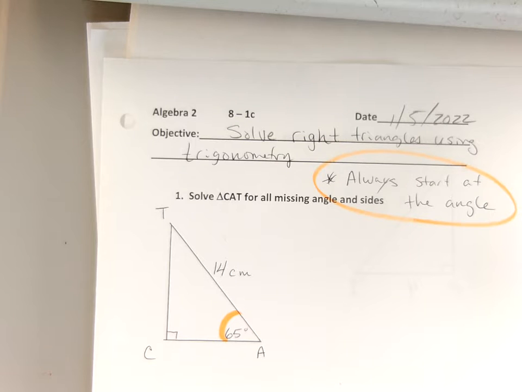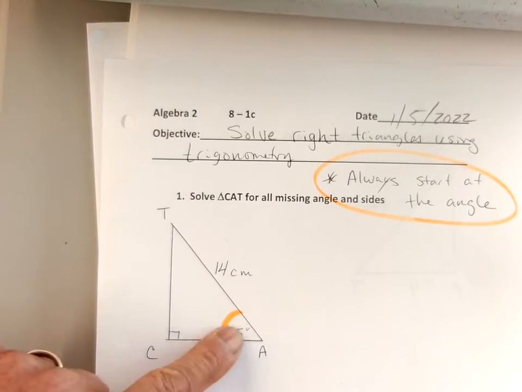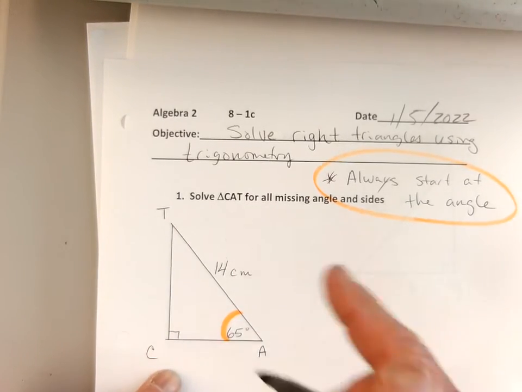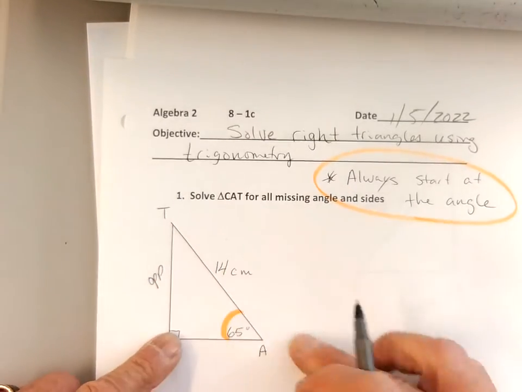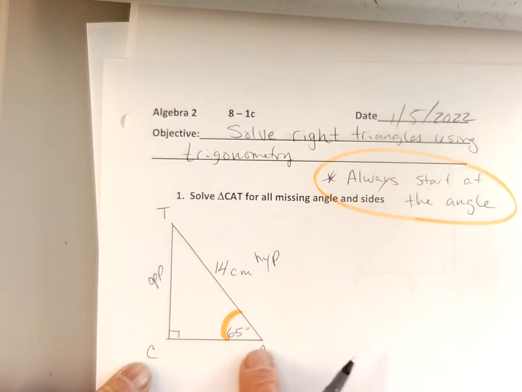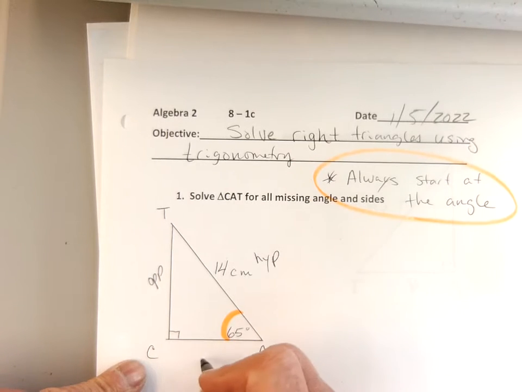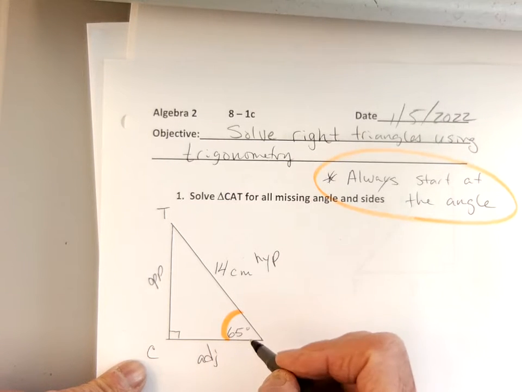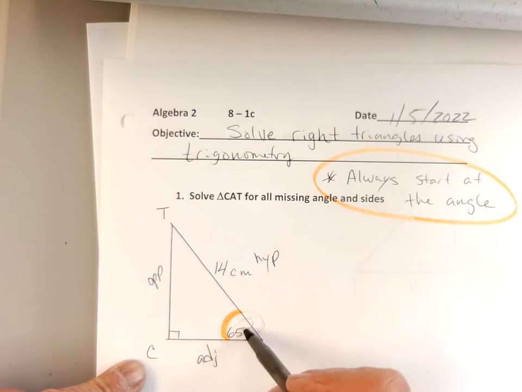But if I were up here at this angle, it changes it, doesn't it? If I was at this angle, that'd be my opposite side. But I'm right here. This is where my angle is. So this is my opposite side. My 14 is my hypotenuse. And that means that this side's got to be my adjacent, because it's next to me. Adjacent means next to, okay? This is my adjacent side, next to the angle. So always start at the angle. It's right next to the angle, okay?